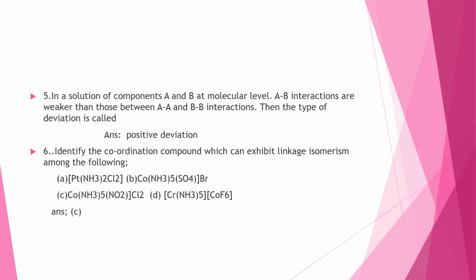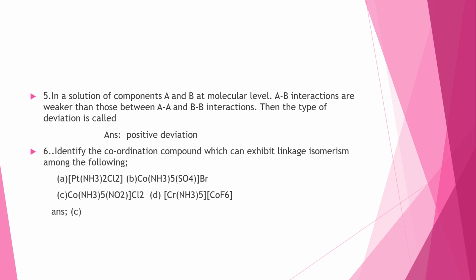When we come to question number 5, in a solution of components A and B at molecular level, AB interactions are weaker than those between AA and BB interactions. For that type of deviation, after mixing the solution, if the interaction is lesser, that means bond breaking occurs during the mixing of solution. So energy is absorbed, it's an endothermic process. So that type of deviation is called positive deviation.